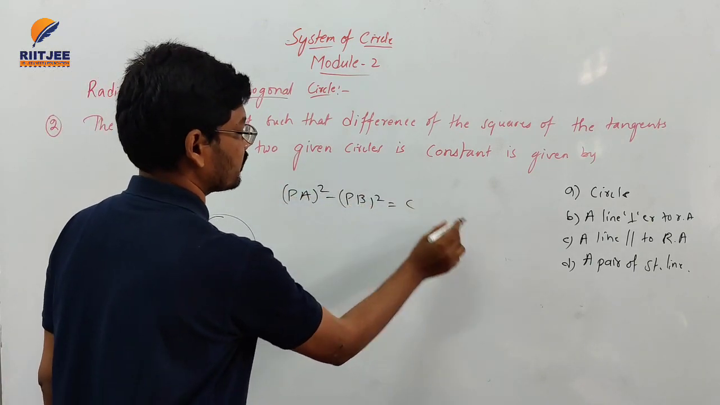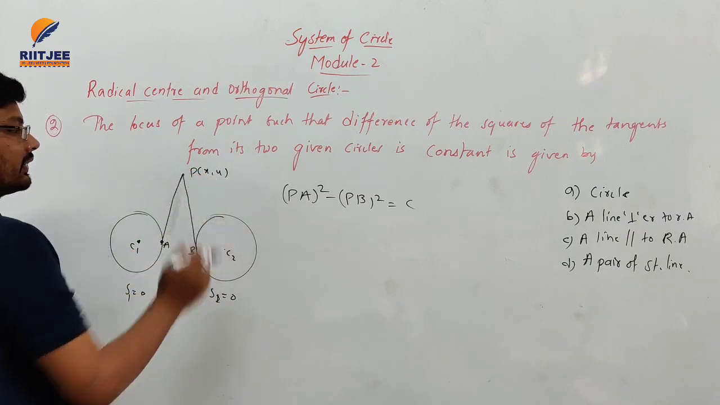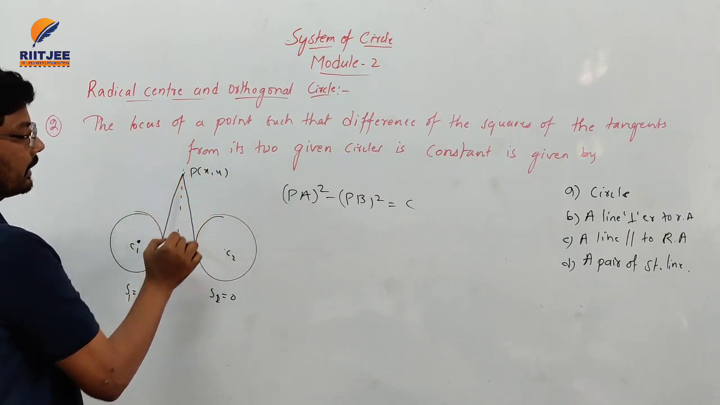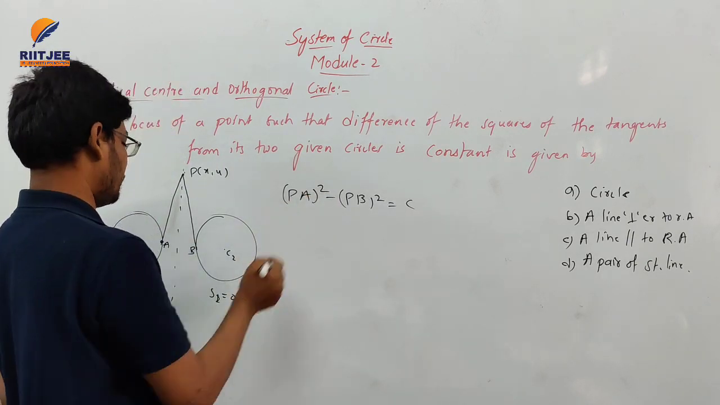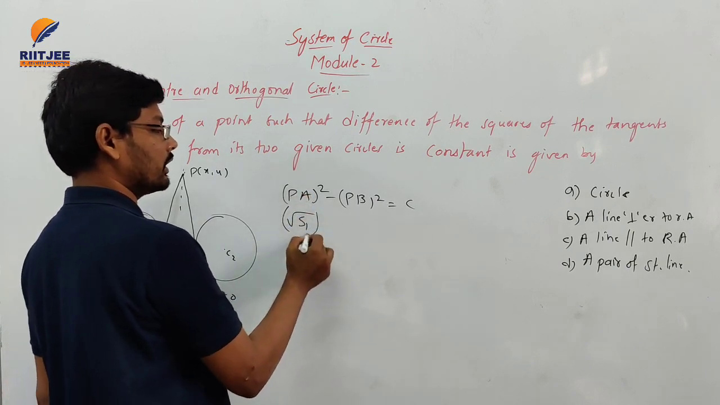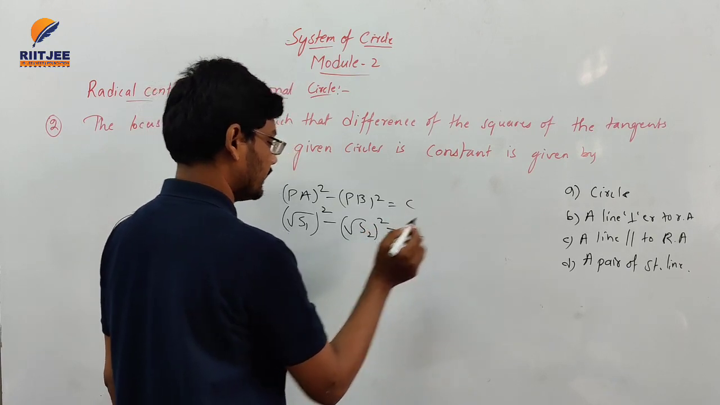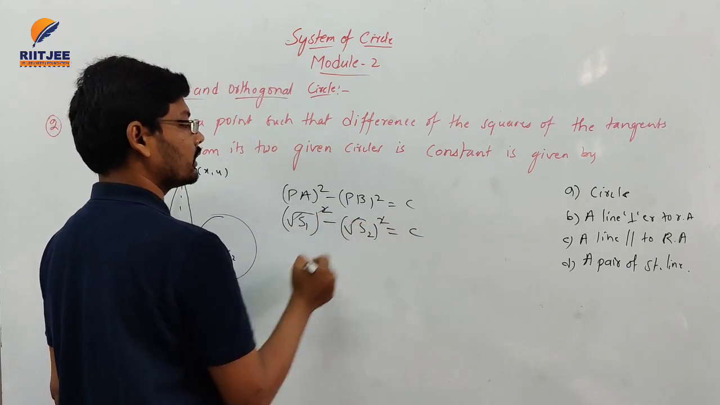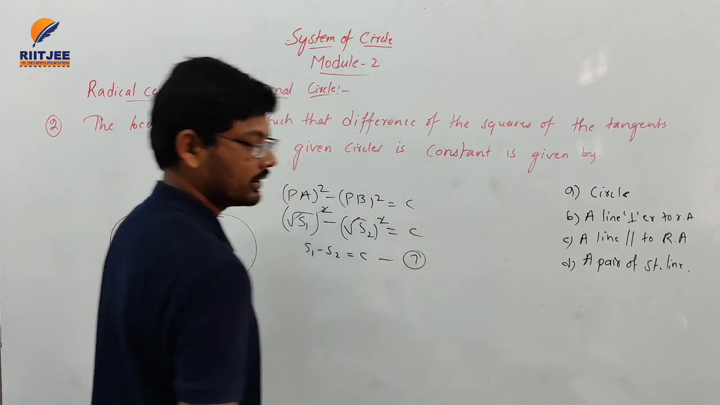The length of tangent is equal to some constant here I am taking. This is the length of tangent. And the radical axis I am taking here. This is the radical axis. Radical axis is nothing but PA square. PA square is nothing but square root of PA is nothing but length of tangent. Square root of h1 square, square root of h2 whole square, that is equal to c here. So square and root get cancelled. h1 minus h2 is equal to c. This is equation number 1.